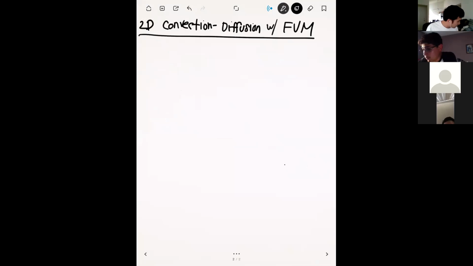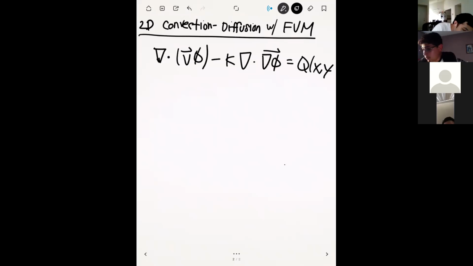Okay, so now we're going to start 2D convection diffusion with finite volumes, with FVM. Our starting point is our conservation equation. It's the same as we started in 1D, but in this case we're going to do the integrals in 2 dimensions. So we have nabla dot product of our velocity vector times phi, minus k nabla dot product with the gradient of phi, is equal to q, where since we're in 2D now, q is a function of x and y.